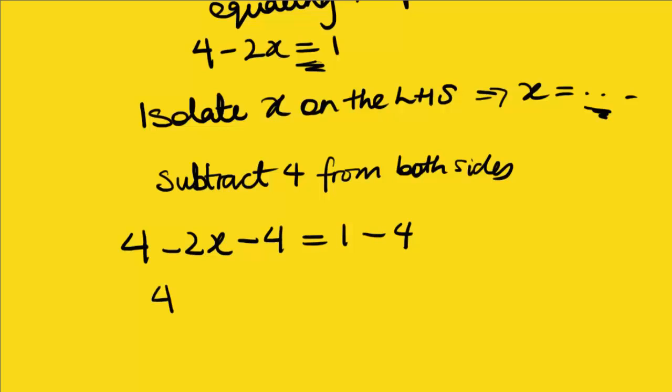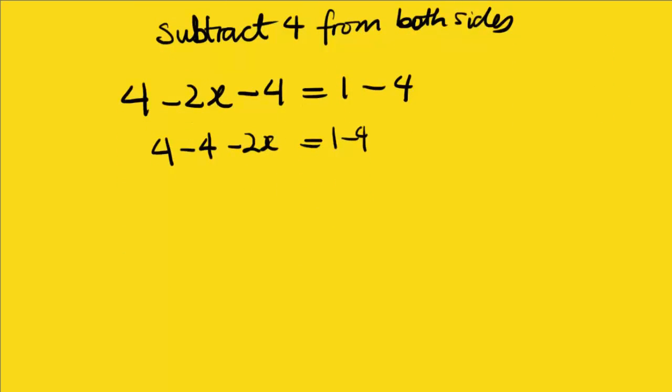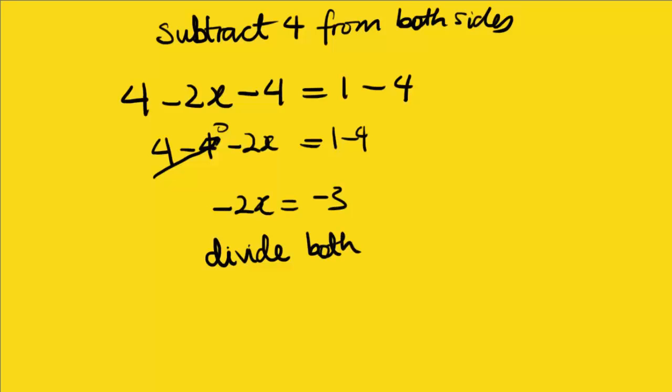I can rewrite this as 4 minus 4 minus 2x, same thing, equals 1 minus 4. Now obviously 4 minus 4 is 0, so that disappears. We have minus 2x equals 1 minus 4, which is minus 3. So now just to get x on its own, I can divide both sides, i.e. both the left hand side and right hand side, by minus 2.